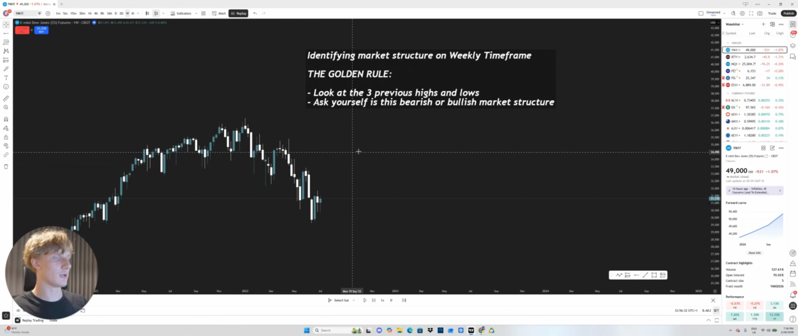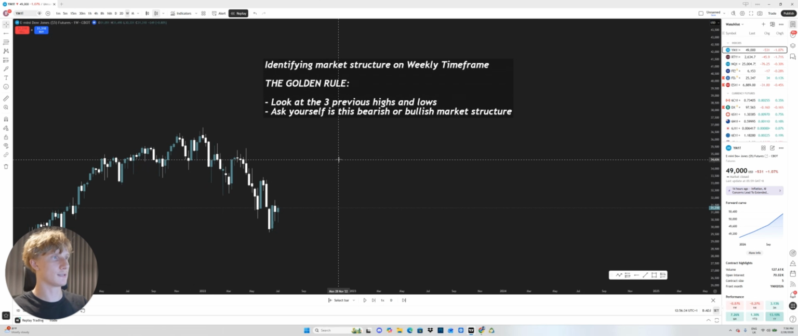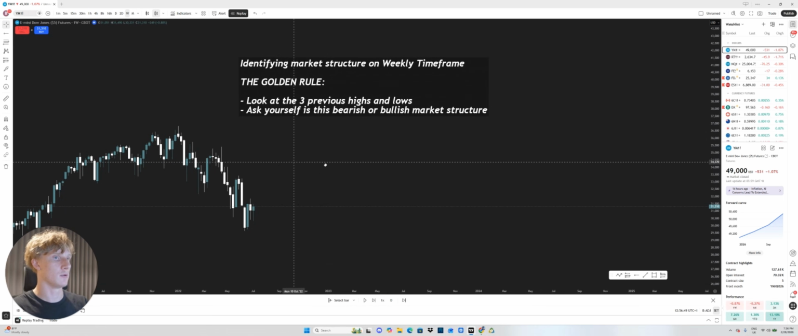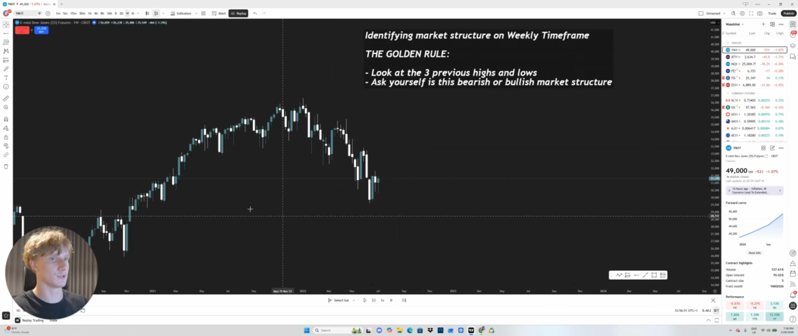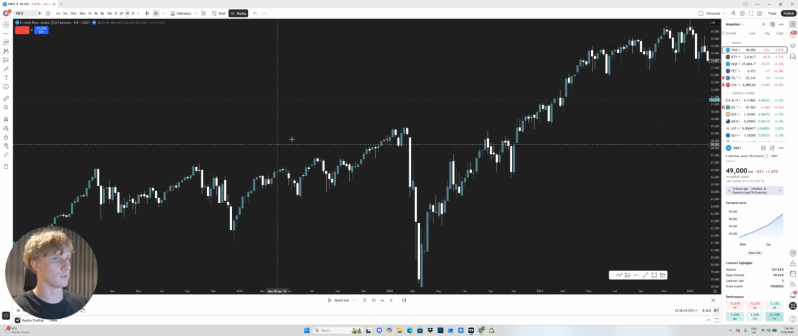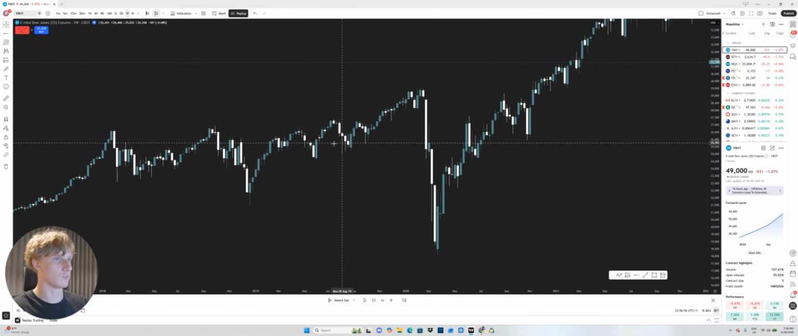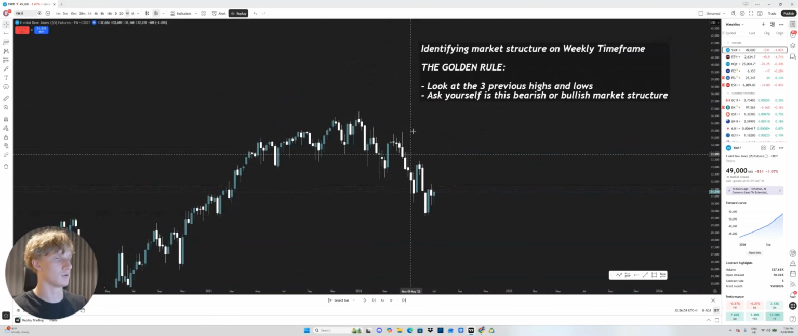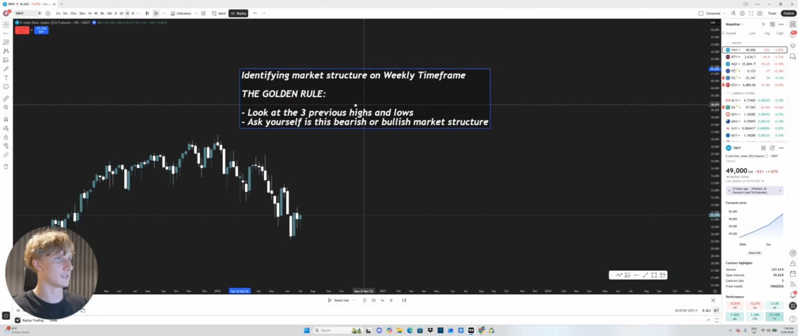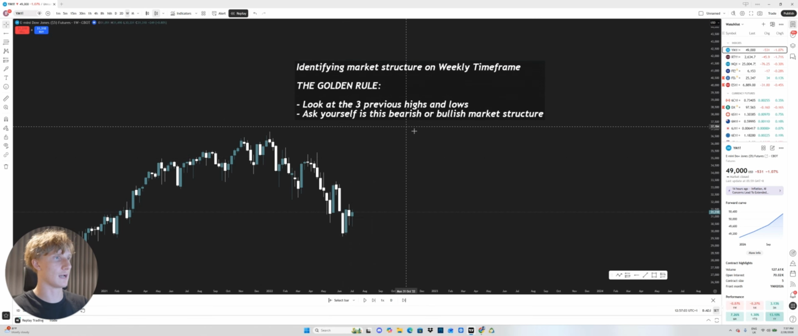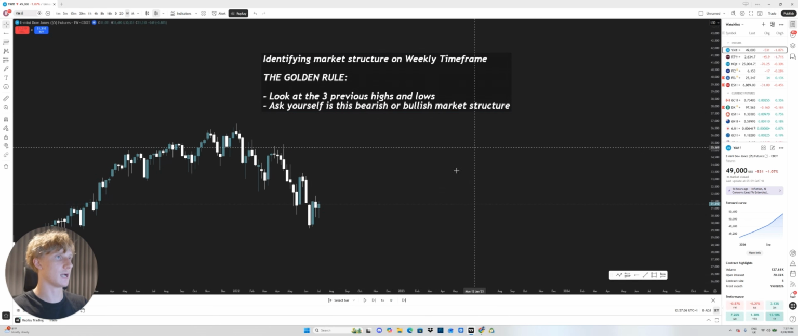Cool, so now we have the basics on that. On the weekly time frame, how do we actually identify market structure? Well, obviously, I just told you if we're looking for bearish market structure, we're looking for lower lows and lower highs. And if we're looking for bullish market structure, higher highs, higher lows, right? But sometimes it can be a little bit harder than just looking and identifying it straight away, because sometimes we can be in situations where price is not super clean. So there's a golden rule that essentially you want to follow. We want to look at the three previous highs and lows.